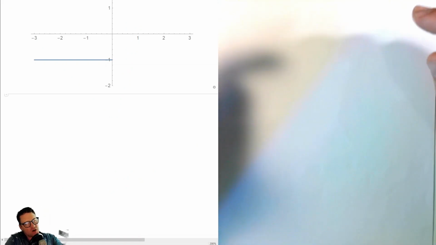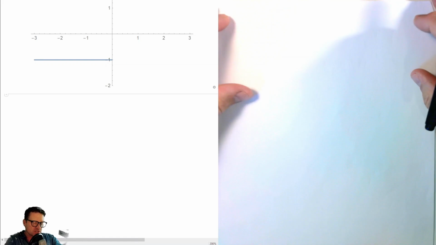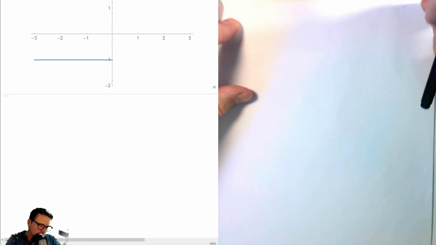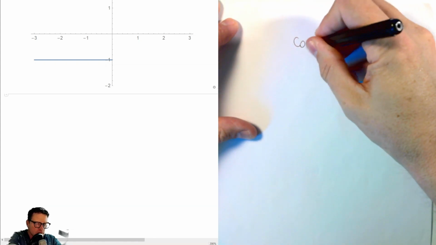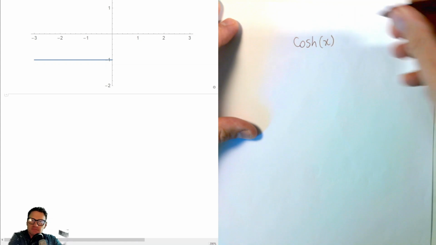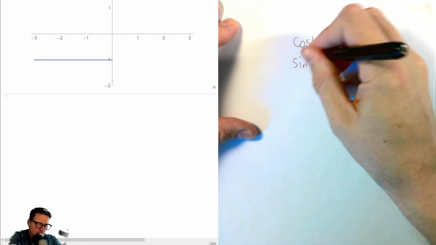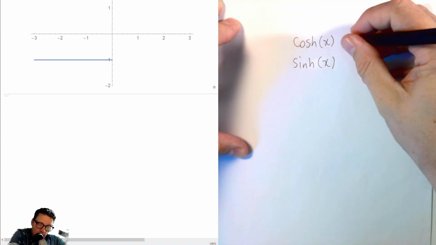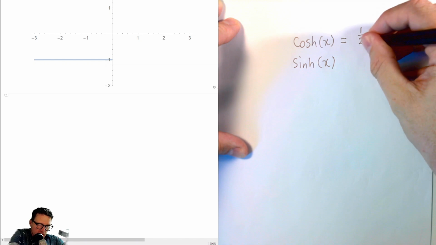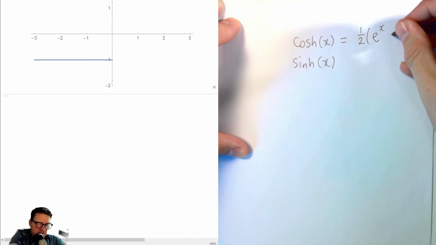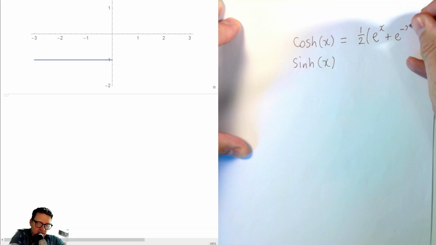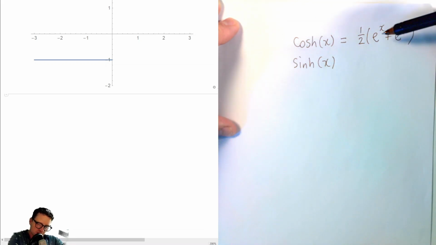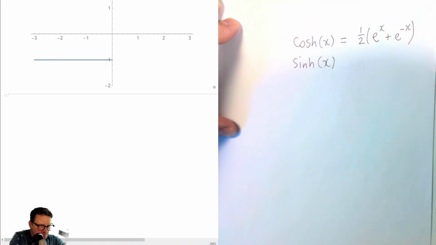Okay, next I want to talk about two really important functions in mathematics and science and engineering and physics and so on. Okay, so they are cosh of x and sinh of x. Okay, how are they defined? Well, cosh of x is 1/2 times e to the power of x plus e to the minus x. So you see, it's not really all that exotic. It's just sums of powers of e.